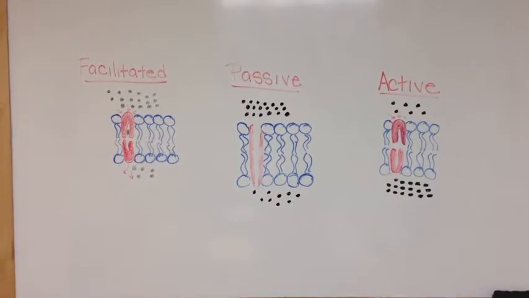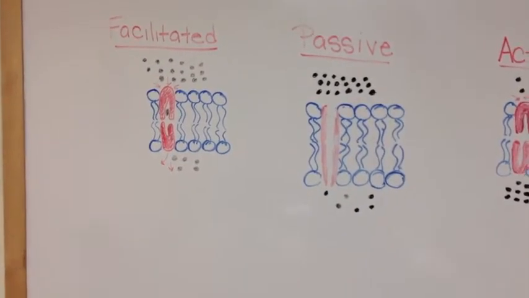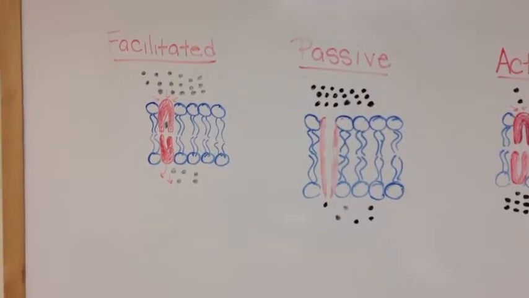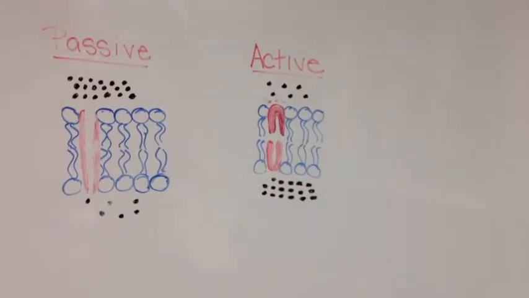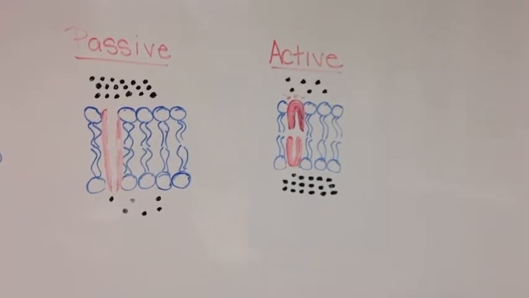There are three specific types of transport proteins: facilitated, passive, and active. Facilitated and passive transfer solutes from high to low concentration. This does not require energy. While active transport does the opposite. It goes from low to high and requires energy.